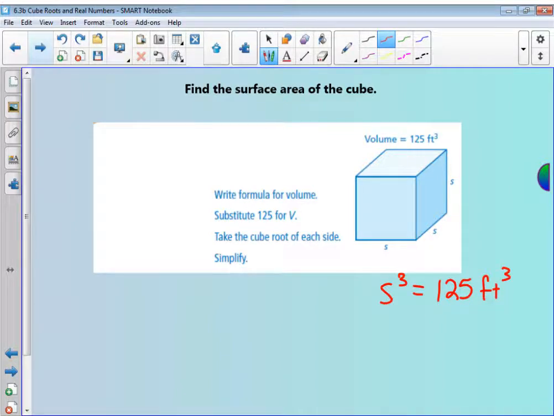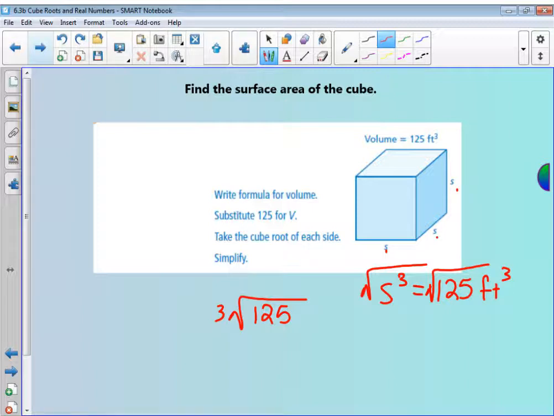So how do I get rid of a third power? I need to find the square root of it. Not square root, the cubed root. I need to find the cubed root of 125. So this is what I need to solve, so I can figure out what each of these side lengths are.